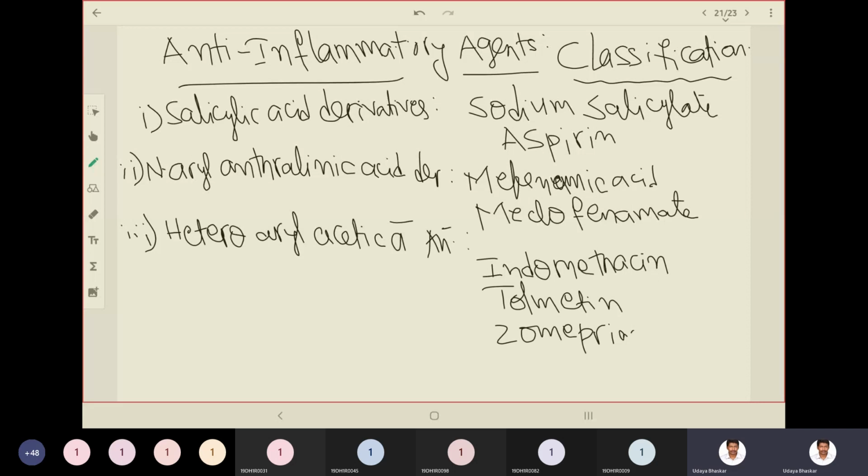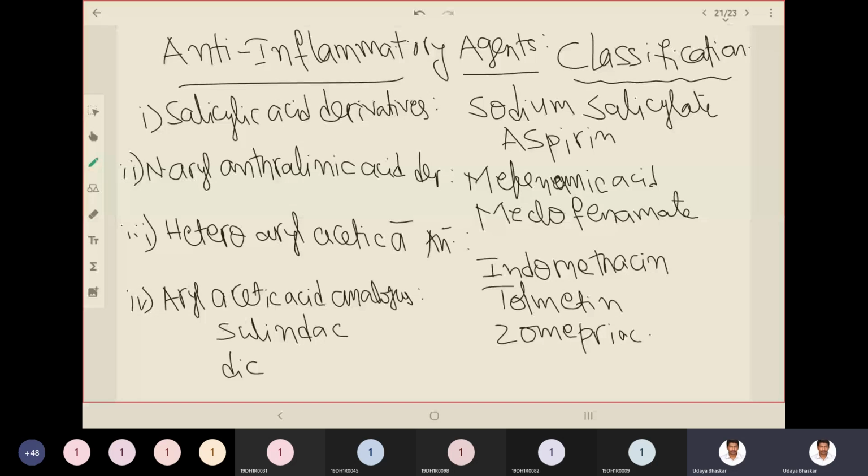If you see the fourth category, that is aryl acetic acid analogs. So examples include sulindac and diclofenac.